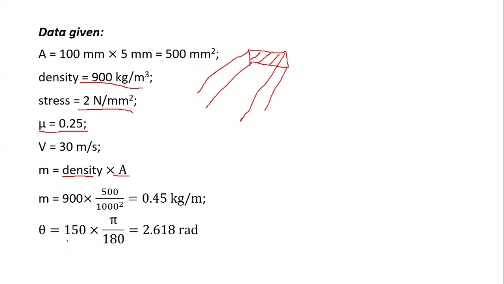The angle of lap is 150 degrees. The only problem is that it's in degrees, so we have to convert it to radians. We have 150 times pi over 180, giving us 2.618 radians.